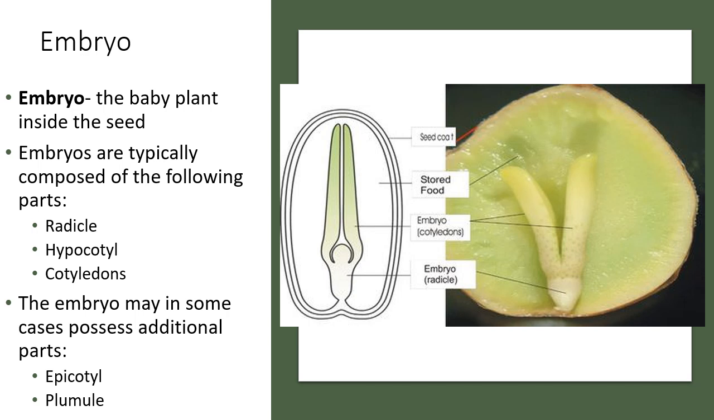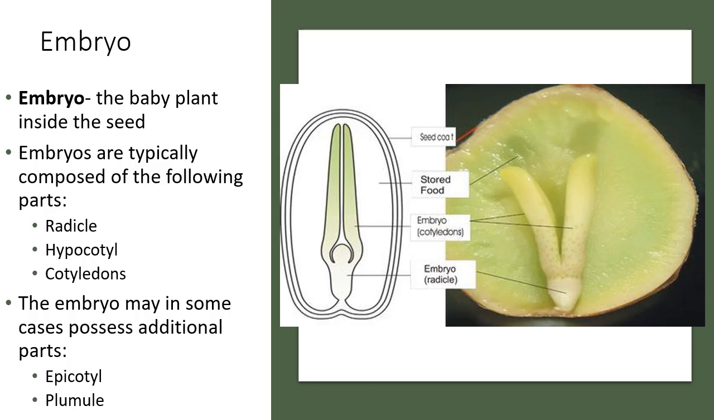The embryo is the baby plant inside the seed. The embryo develops from the fertilized egg within the ovule, and they're composed of a couple parts, the radicle, the hypocotyl, and cotyledons, and then some seeds that are extra well developed already have an epicotyl and a plumule, and we'll discuss more what those are in a minute.